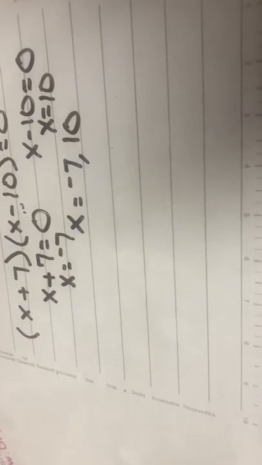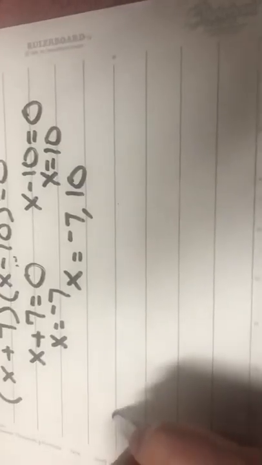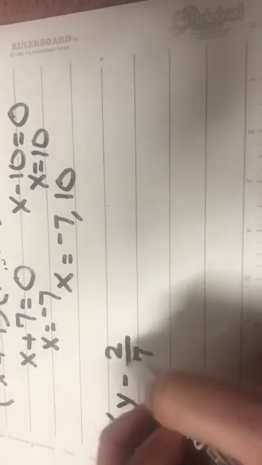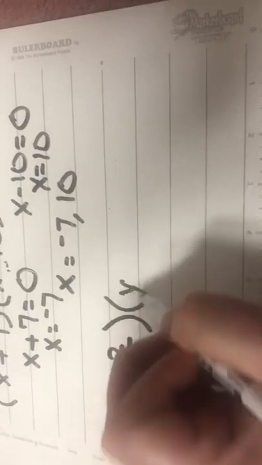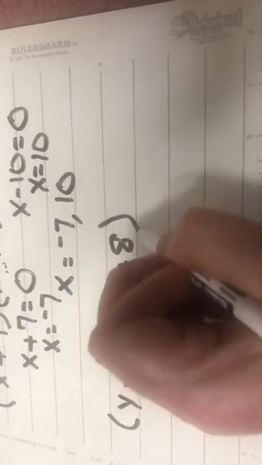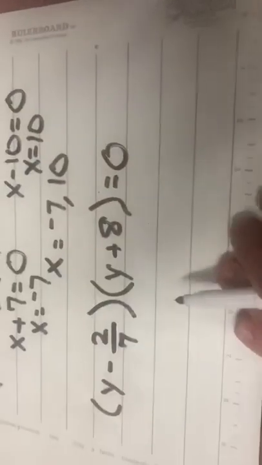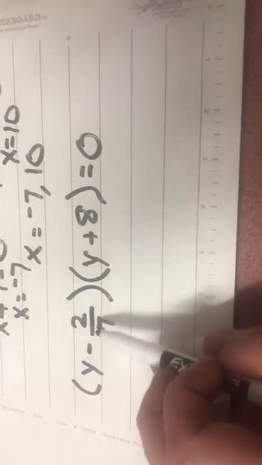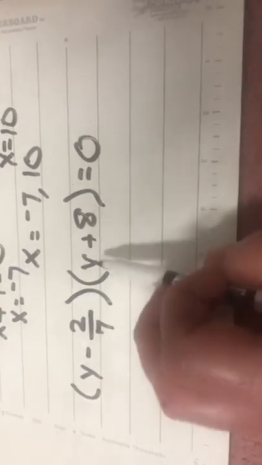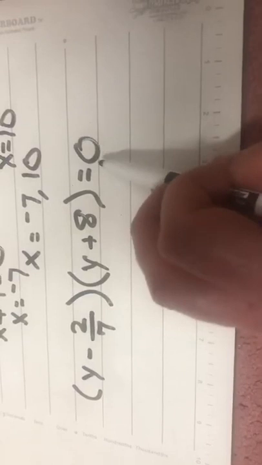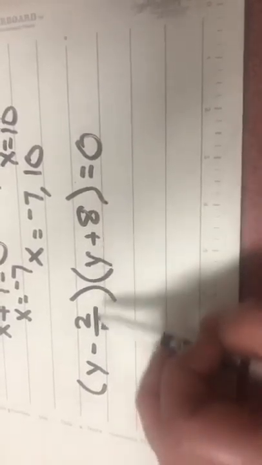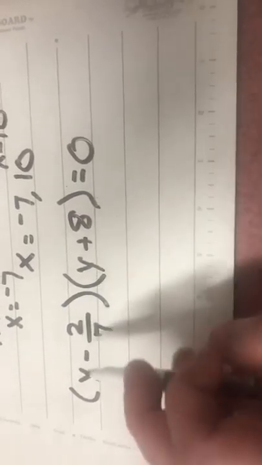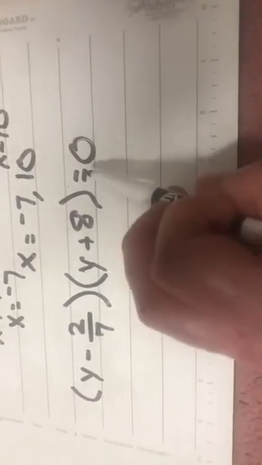Similar to that, let's go with, I don't know, y minus 2 over 7, times y plus 8, all of that equaling 0. So once again, it's the idea that if the value of y minus 2 over 7 multiplied by the value of y plus 8 is going to equal 0, one of these two values has to be 0. Okay, technically they could both be 0 because 0 times 0 is 0, but as long as one of them is 0, the answer is going to be 0.